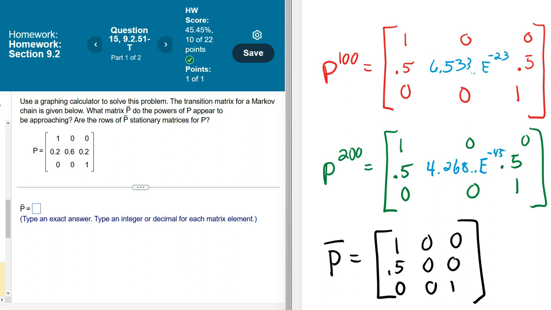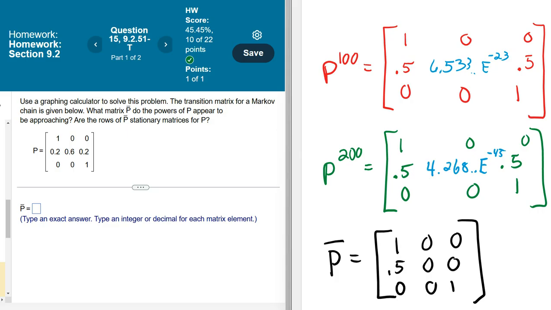Okay, so this is number 15 in section 9.2, and I've done a split screen here so I can show it to you in my math lab and draw it out here on the right. And it says, use your graphing calculator to solve this. The transition matrix for a Markov chain is given below. That's the P is equal to that 3 by 3 matrix there in my math lab. And they want to know what limiting matrix do the powers of P appear to be approaching.